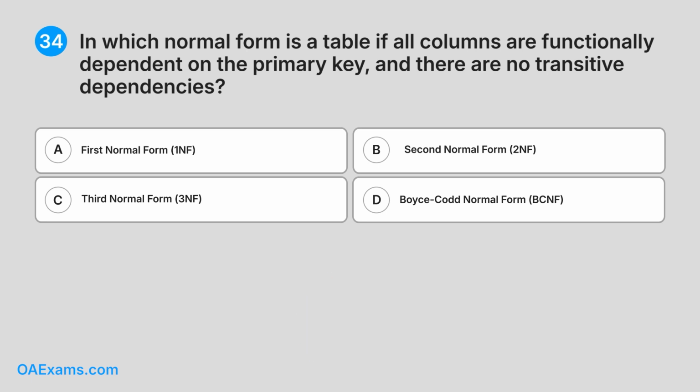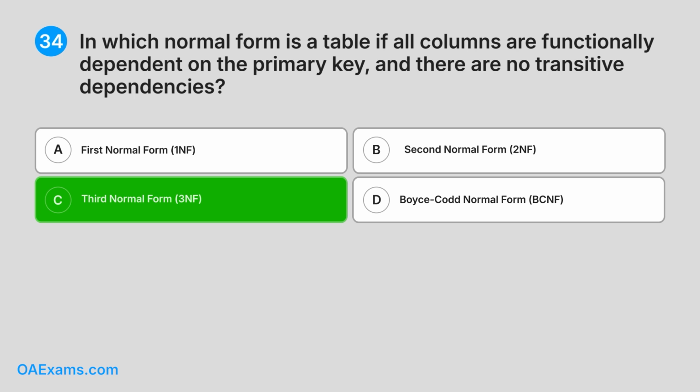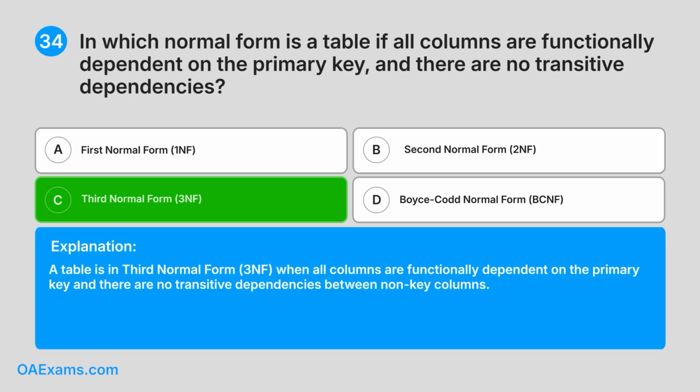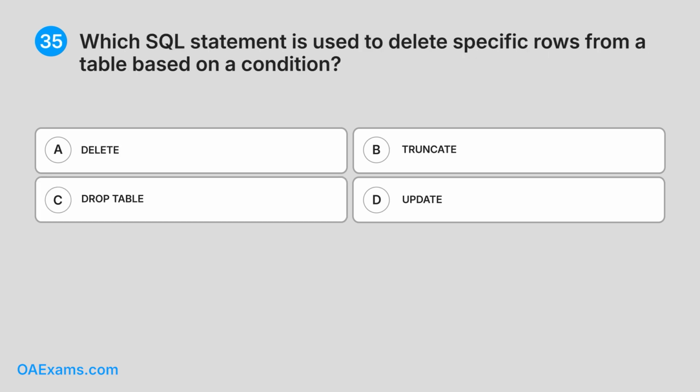Correct answer. C. Third normal form, 3NF. Explanation. A table is in third normal form, 3NF, when all columns are functionally dependent on the primary key and there are no transitive dependencies between non-key columns. 35. Which SQL statement is used to delete specific rows from a table based on a condition?